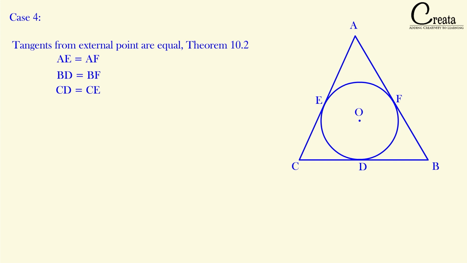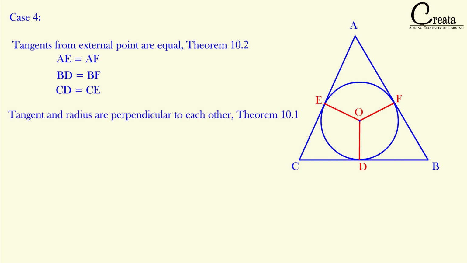Let's also apply theorem 10.1. Here the line from the center to the point where the circle touches the triangle will be the radius. So this is radius, this is radius and this is radius. And as per theorem 10.1, the tangent and the radius are perpendicular to each other. So this angle and this angle will be 90 degrees. So we have applied theorem 10.1.